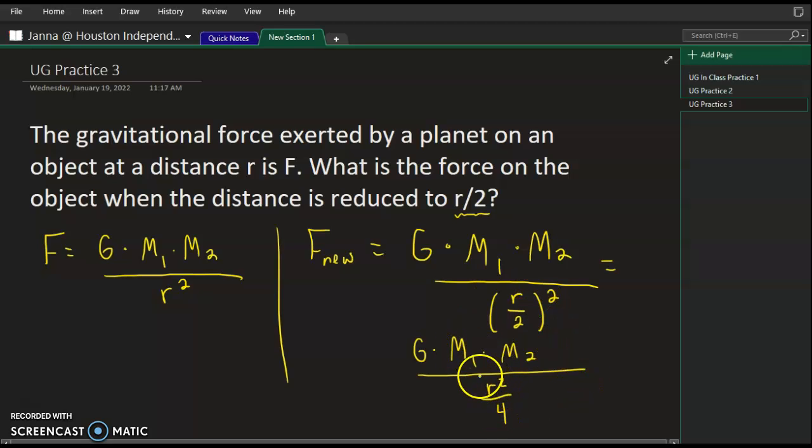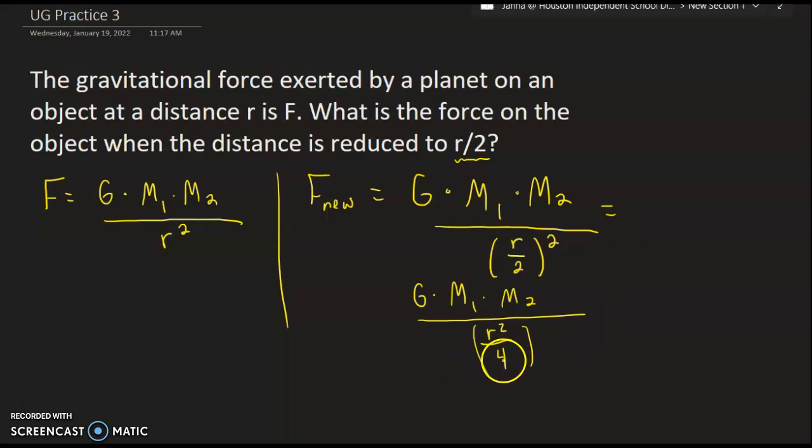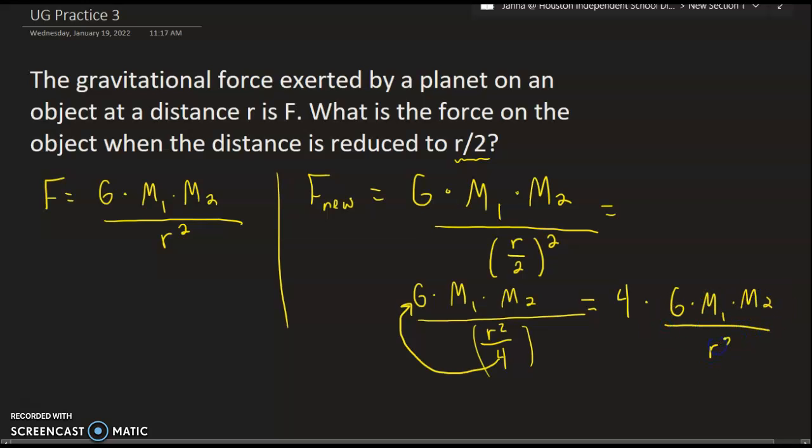Here we're dividing by this fraction, r squared over 4. When you divide by a fraction, it's the same thing as multiplying by the inverse. You can bring this 4 all the way to the top. When you do that, you get 4 times G times M1 times M2 over r squared.